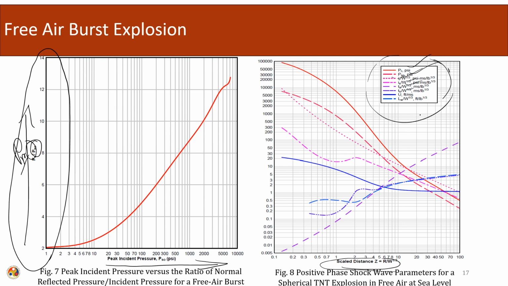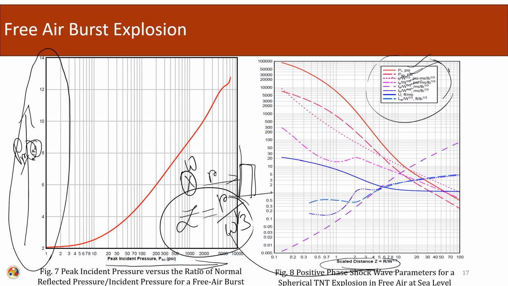calculated. Let us say we have a structure, and we know the weight and the distance R. From here we can construct our Z parameter, that is the scale distance, R over the cube root of W, and putting this on the x axis, I can calculate all the required values. I can calculate the reflected value, the incident value, the positive time period, the negative time period, impulse, and all those things. So, these are the empirical charts.